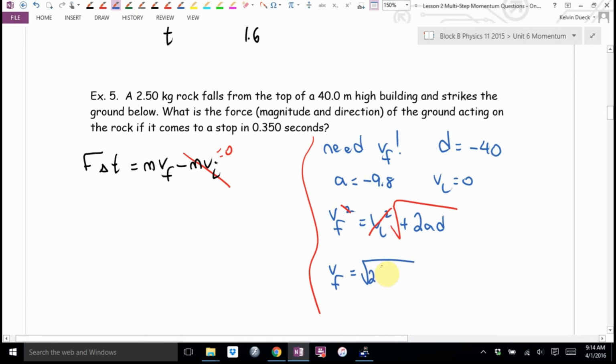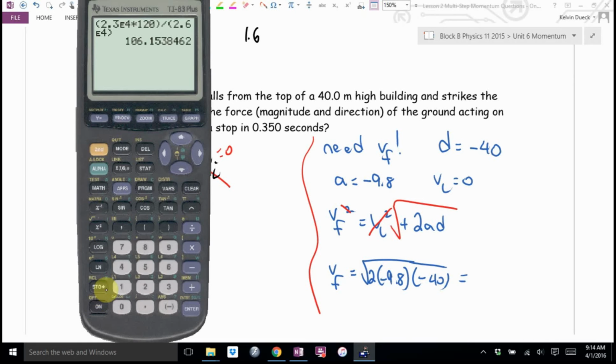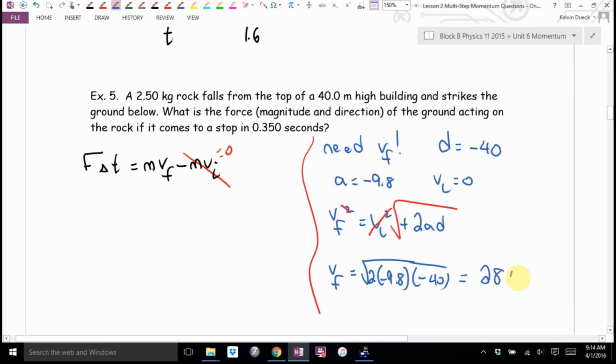It's going to be 2, negative 9.8, negative 40. 2 times negative 9.8 times negative 40, square root. Oh, that's lovely. Holy smokes, worked out evenly. It's going to hit the ground at 28 meters per second. Although, when it hits the ground, which way is it traveling? So you could call that negative if you wanted to. You could leave it positive, and that just means if you get a positive answer, that force is down. If you get a negative answer, the force is up.